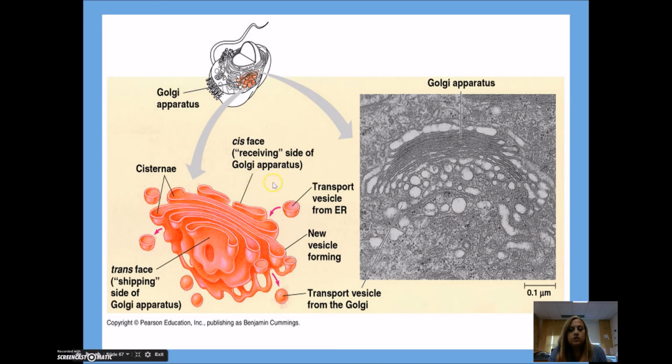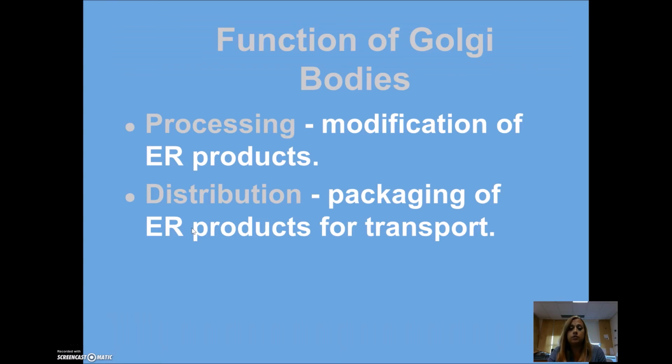There are 2 faces. There's the cis face, or the receiving face, and that is where the proteins are received by the Golgi apparatus from the rough endoplasmic reticulum. And then there is the trans face, or the shipping side. This is the side where we're getting rid of all those proteins that need to leave the cell. So the function of these Golgi bodies is processing, first of all.